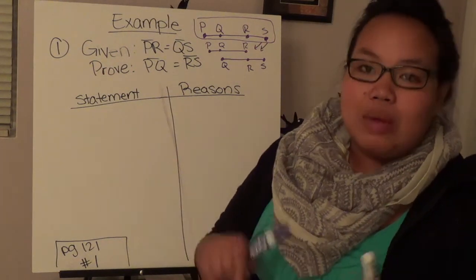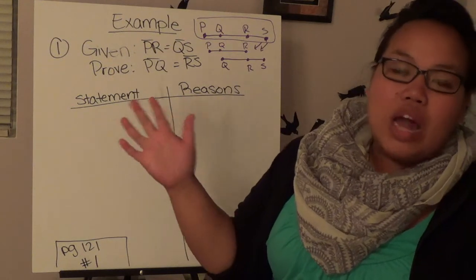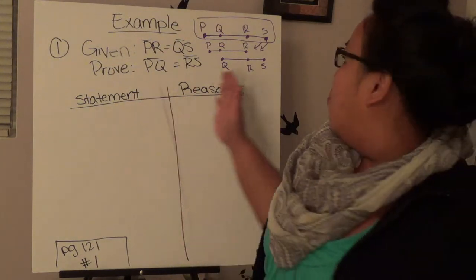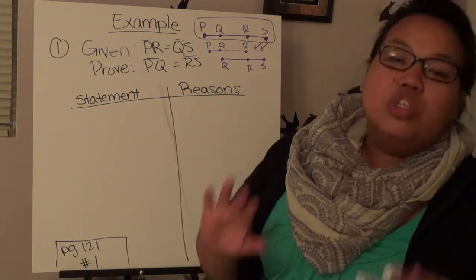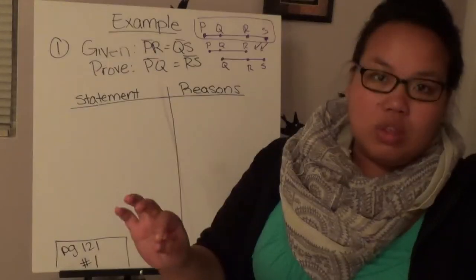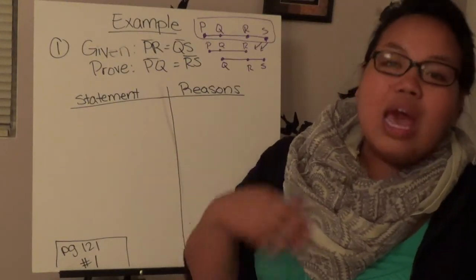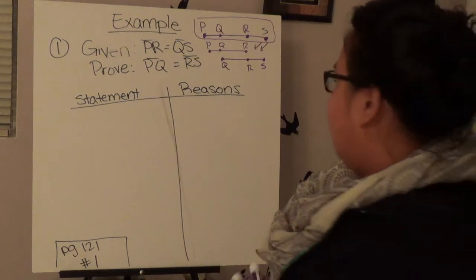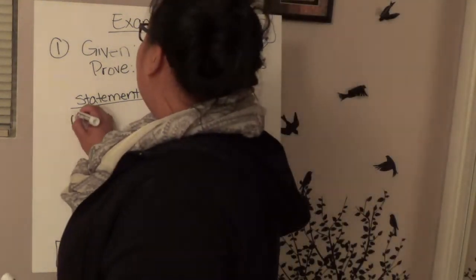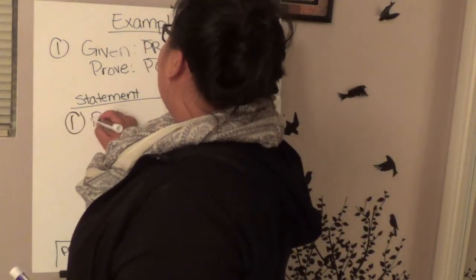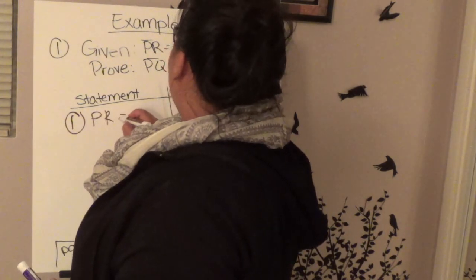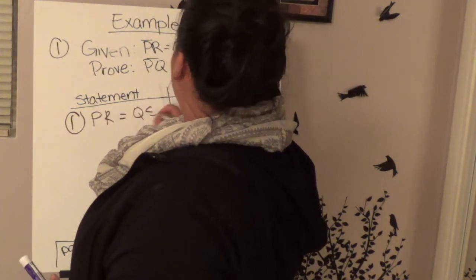If you try to just step back and say, okay, how am I going to answer, I don't even know where to start or what is being asked, don't panic. Start with what we always start with. What do we always start every proof with? And that's the given. Okay? So my first step is to do the given, which tells me that PR equals QS.